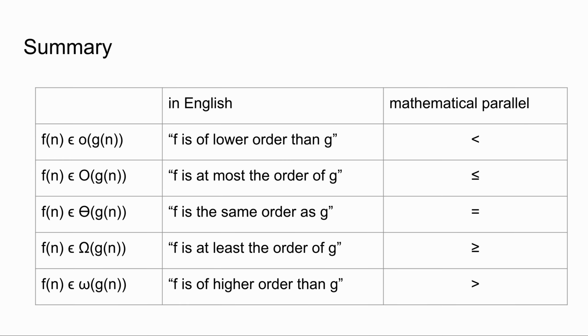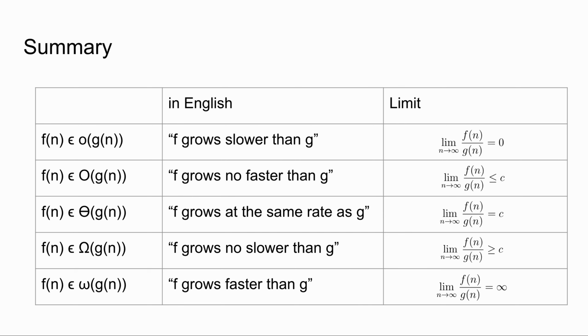This table is a pretty good summary of what we learned. We learned about different ways of analyzing the asymptotic behavior of a function using little o, big theta, big omega, and little omega. One way to think about these is about the relative order of the functions, and we can draw an analogy to these mathematical symbols. Another way we can think about this is comparing the growth rates of the functions and the limit as n goes to infinity of the ratio between the two functions.